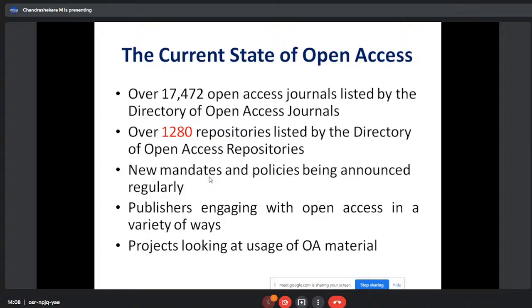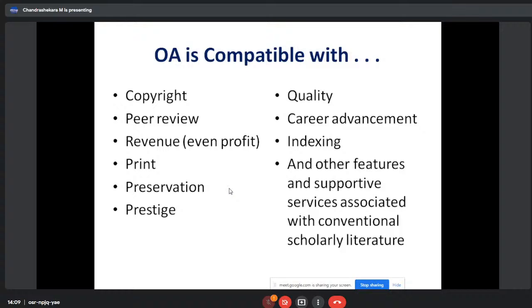New mandates and policies are being announced regularly. Also, publishers engage with open access in a variety of ways, and projects looking at the usage of open access materials, because a lot of these projects are also going on. Many of the publishers are also moving towards providing open access. Why? Because otherwise the libraries and readers won't accept and won't pay, and that's why some journals are given freely, and if they subscribe to some databases, they will give a few journals freely. Okay, so these are the concepts or models they are having, and I think I discussed this also.